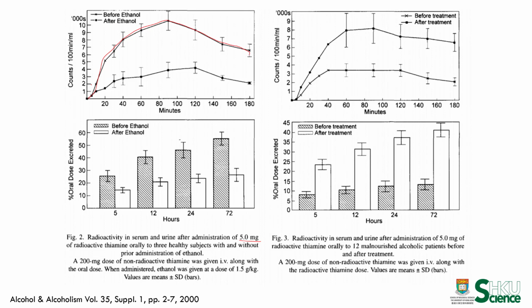Whereas when there's ethanol, the absorption is cut by as much as 60 or 70%. And this is in malnourished alcoholic patients. These are in healthy subjects. The effect is the same.